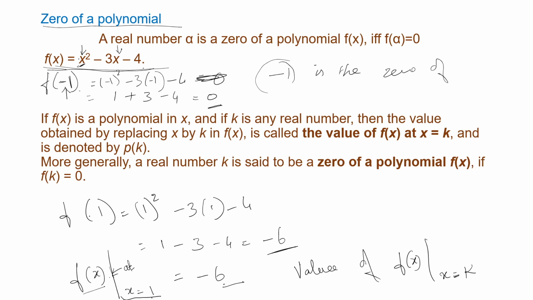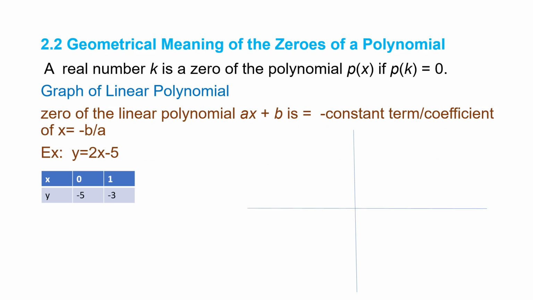...of the polynomial and value of the polynomial at any point. Okay. So next one is the geometric meaning of the zeros of the polynomial. What does geometric meaning mean? Always we plot in the graph. So we have found the 0 of the polynomial, then we are going to plot that and see how it is represented in a graph.